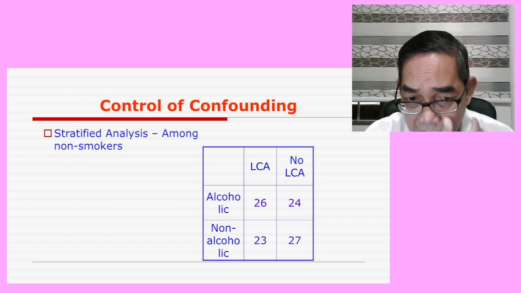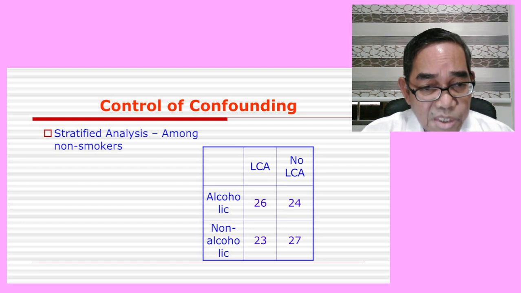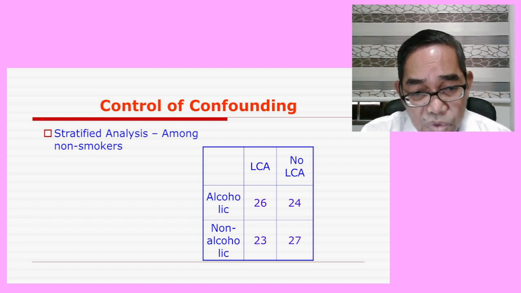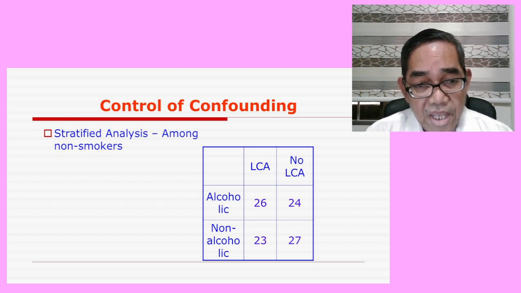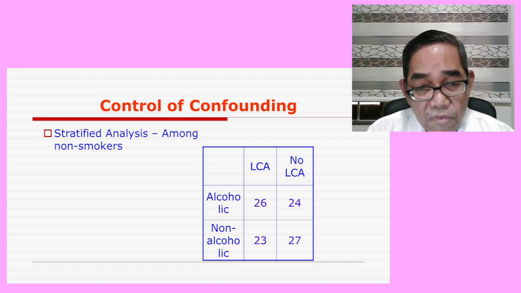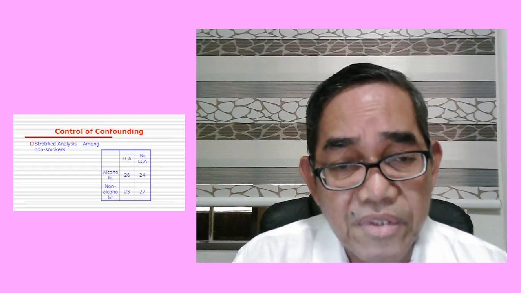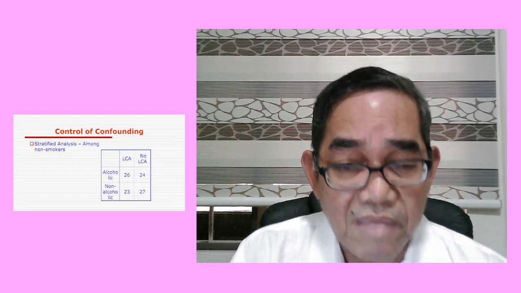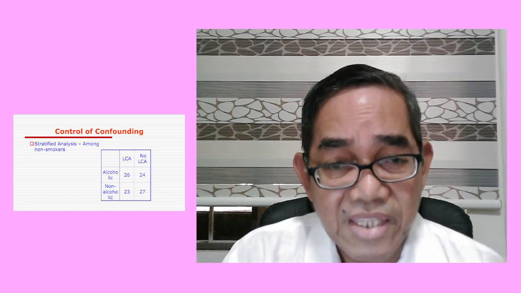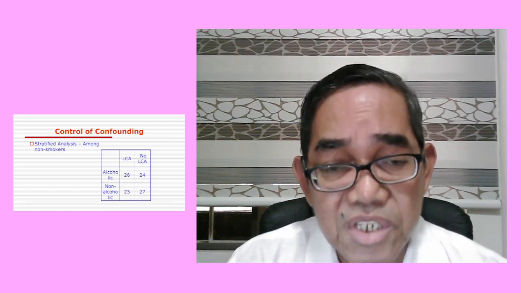So we have two analyses: one of the relationship between alcoholism and lung cancer among the smokers, and another one among the non-smokers. So you will note again the difference between the two has been reduced. You see, when we don't control for confounders, a relationship can be seen even if there is none, so that when you do stratified analysis, the relationship will be lost. There won't be any more relationship between the two.